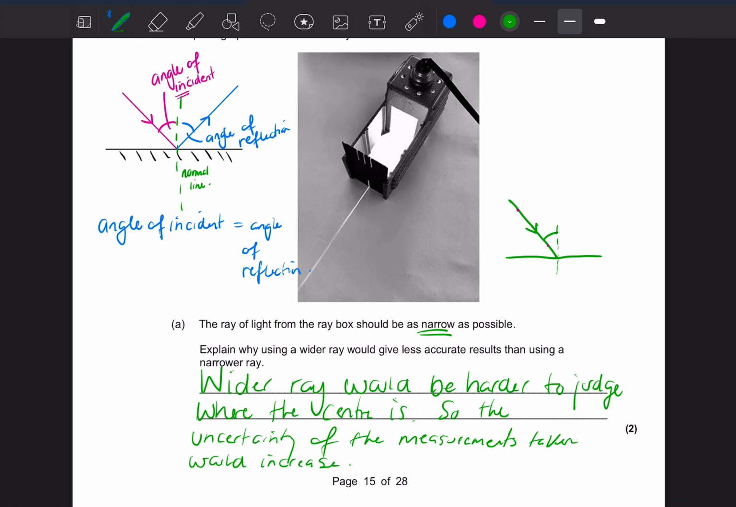You see, it's probably getting late now, and my brain's starting to break down a little bit, but something like that for your 2 marks. So wide ray, harder to judge where the middle is. We need to know where the middle is so we can plot a nice straight line because we're going to draw it with our pencil. And that's why it's important we use a sharp pencil during this. And therefore there'll be more uncertainty. Remember, uncertainty equals range divided by 2. So the bigger the range divided by 2, you're more uncertainty.